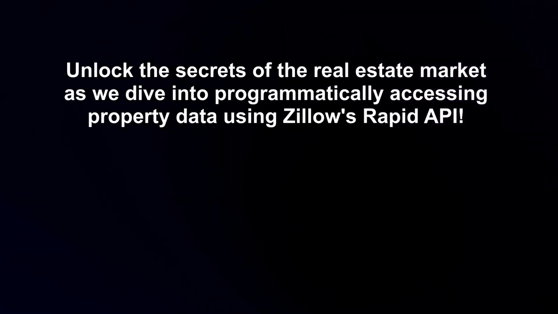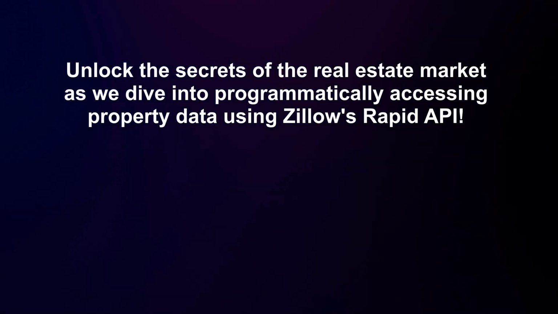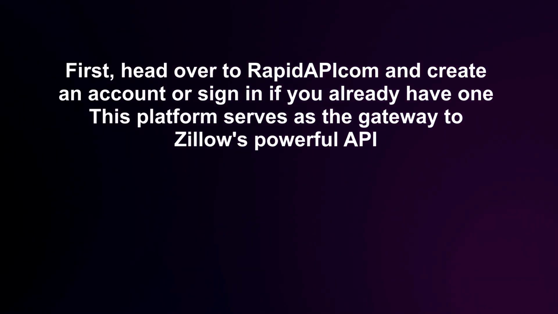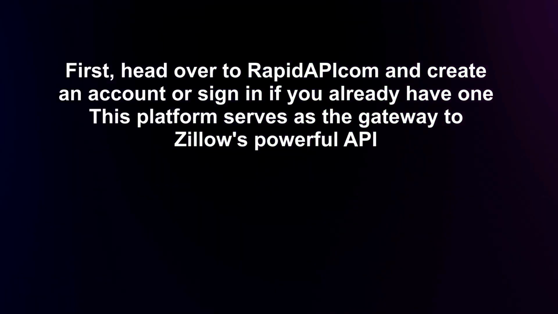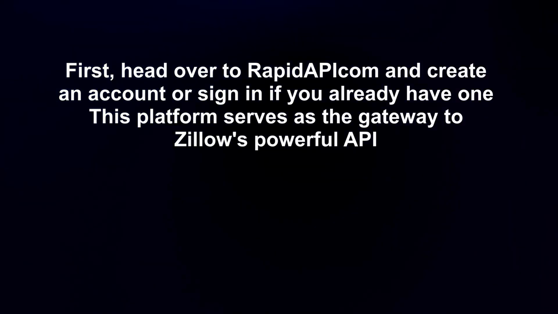Unlock the secrets of the real estate market as we dive into programmatically accessing property data using Zillow's Rapid API. First, head over to RapidAPI.com and create an account or sign in if you already have one. This platform serves as the gateway to Zillow's powerful API.